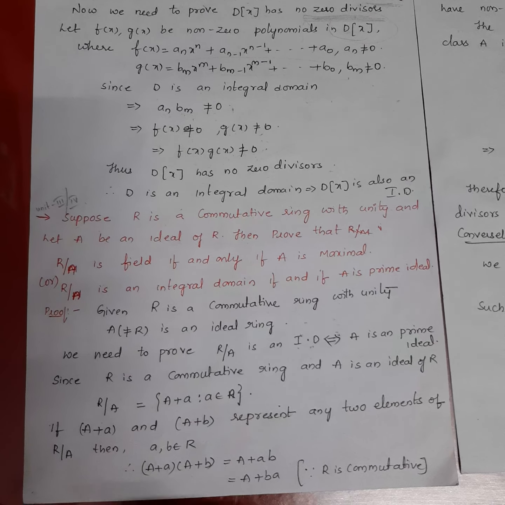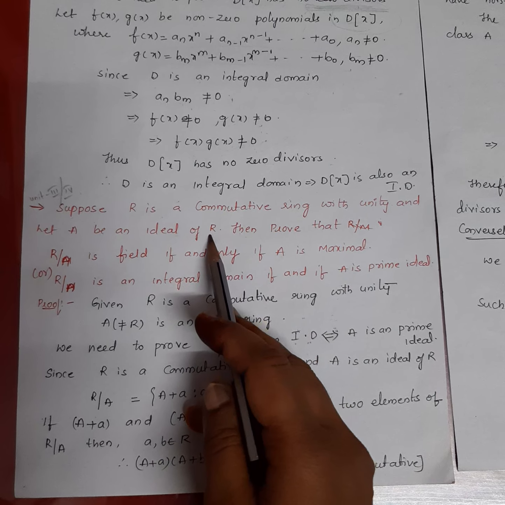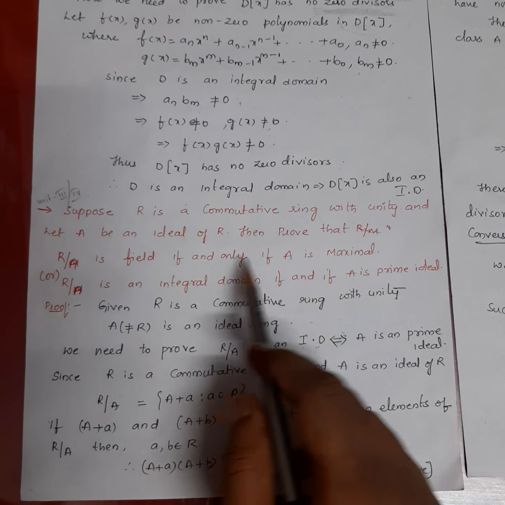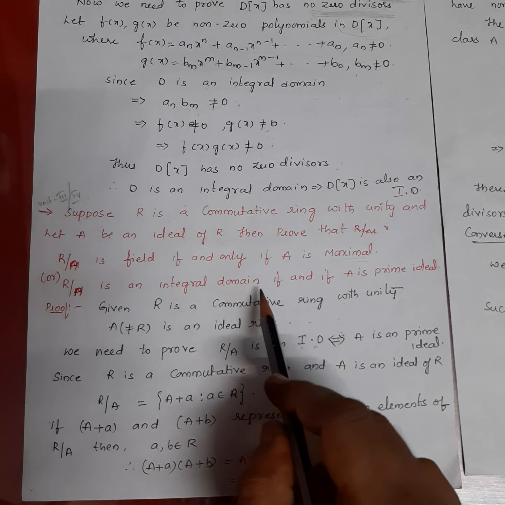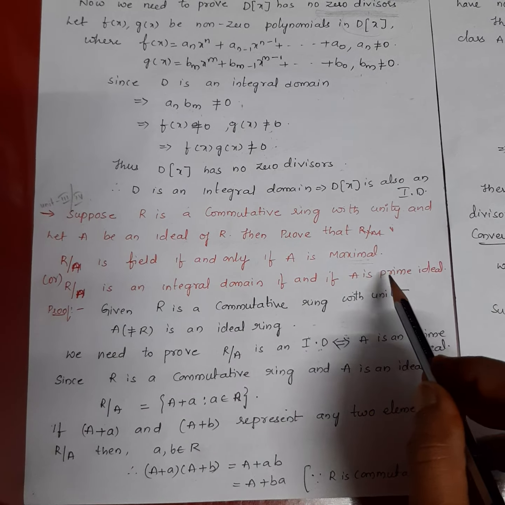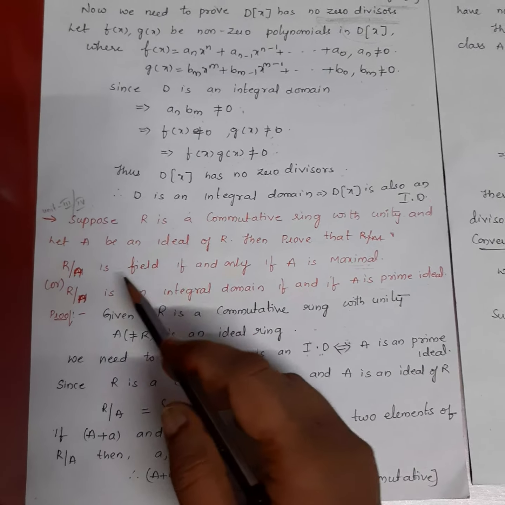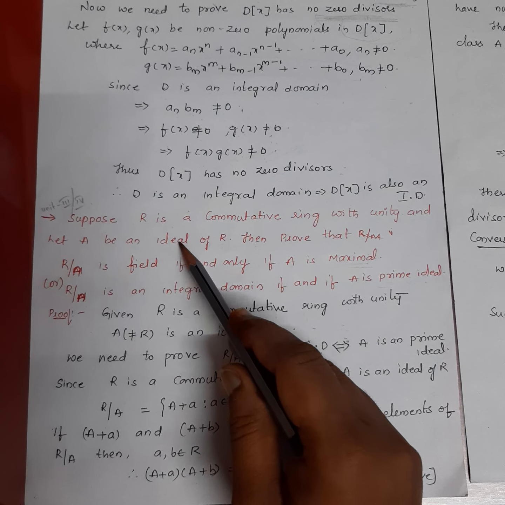See here, if R is a commutative ring with unity and A is an ideal of R, then prove that R/A is a field if and only if A is maximal, and R/A is an integral domain if and only if A is a prime ideal. Here you have to remember that A is an ideal of R.